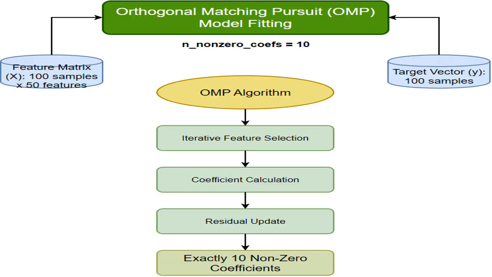The whole process of using the OMP algorithm to build a model that explains the relationship between the features and the target is called OMP model fitting. It's like building the Lego structure using the chosen OMP method.